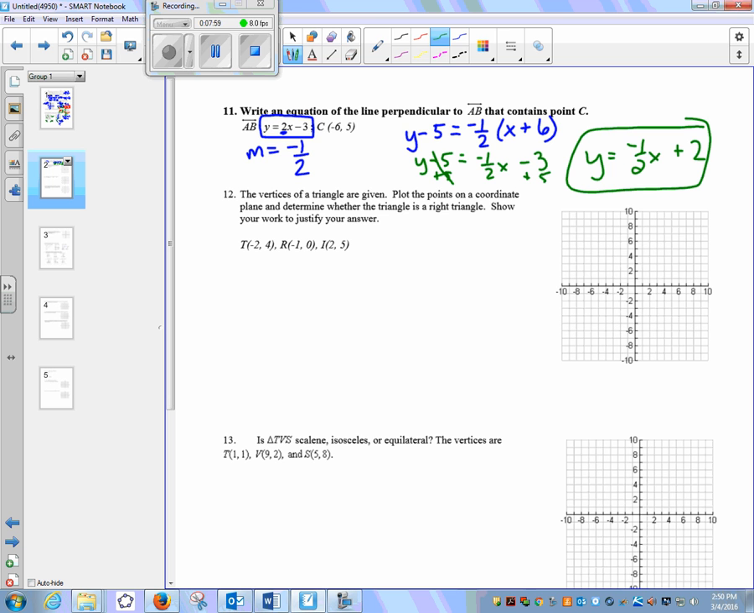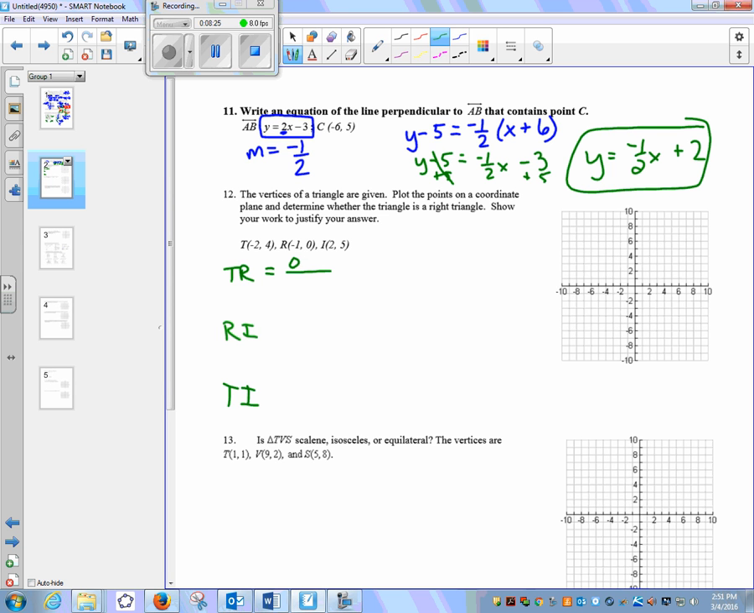Number 12, the vertices of a triangle are given. Plot the points on the coordinate plane and determine whether the triangle is a right triangle. Okay, I'm not going to plot these points because you guys would be able to plot those on your own. You could count the slope if you plot them, but I'm going to show the slope formula this time to see if it's a right triangle.